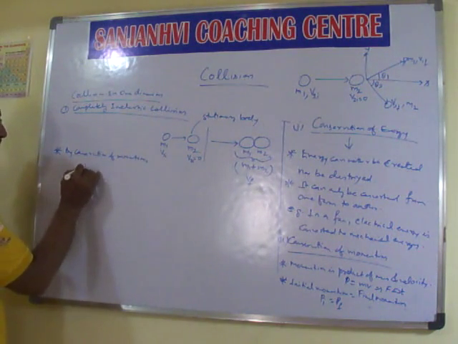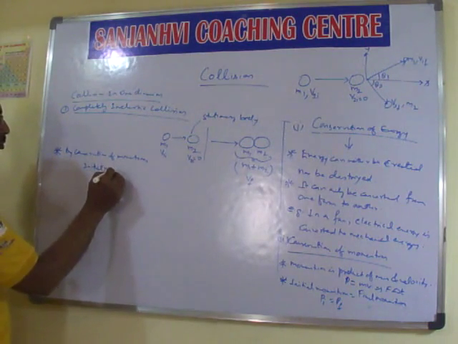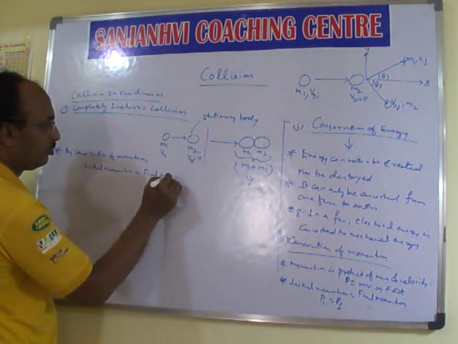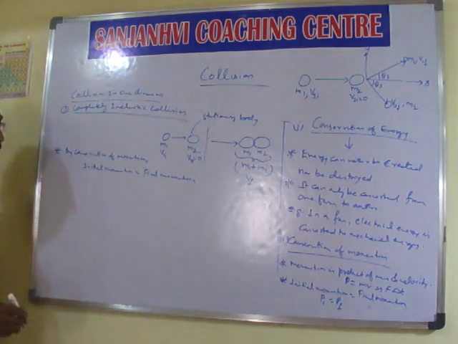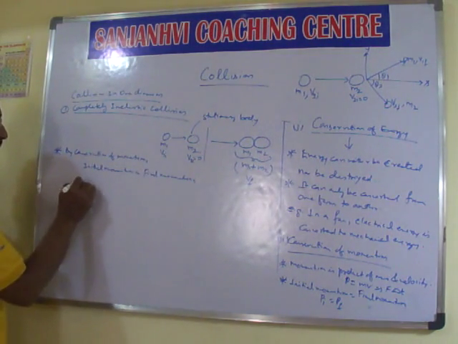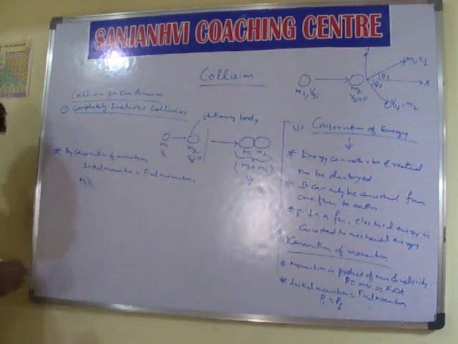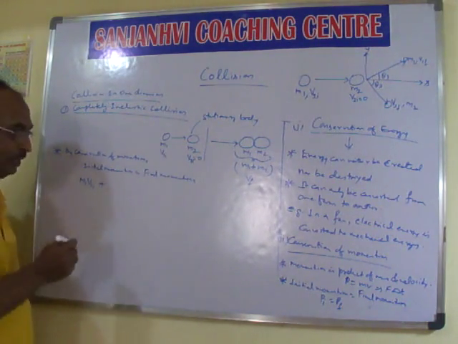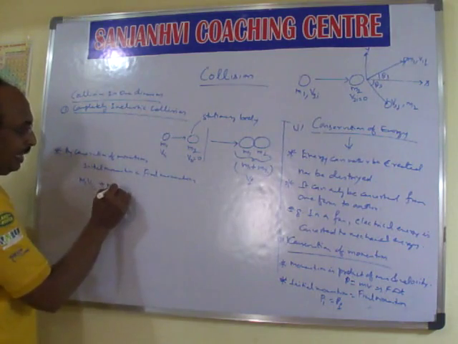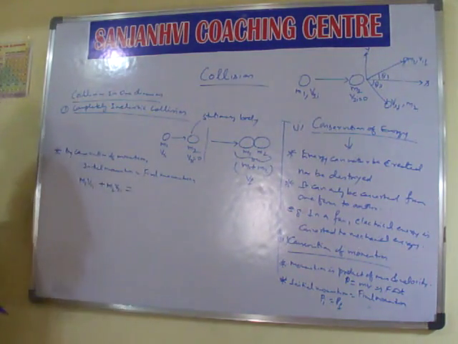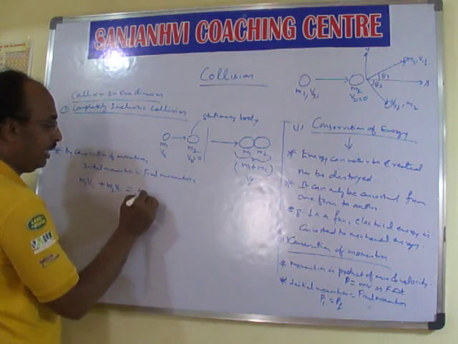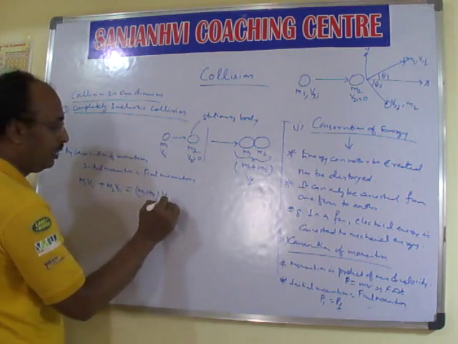So by conservation of momentum, what does it say? Initial momentum is equal to final momentum. The initial momentum of the body is M1 V1I, plus the momentum of this body, M2 V2I, and the value of V2I is 0, so that becomes 0. Next, the final momentum is this one: M1 plus M2 times Vf.